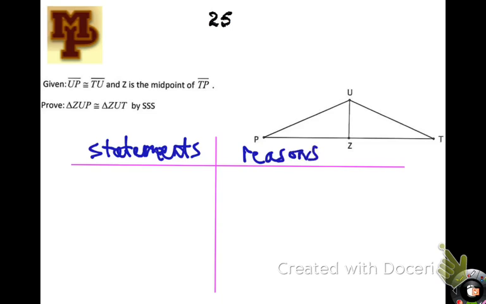Okay, so let's mark up what we have. I usually do that first. So UP is congruent to TU. And then we have that Z is the midpoint. So if that's the midpoint of that segment on the bottom there, that means this would be congruent to this. And then the reason we could prove the triangles are congruent is because this third side would be congruent because of the reflexive property. So that's pretty much it. They're going to be congruent by side, side, side. So now it's just a matter of getting the steps down exactly.